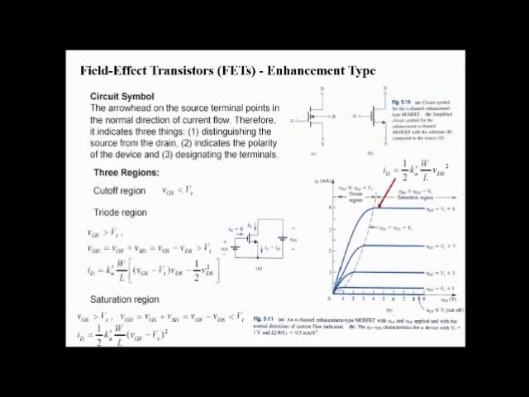The circuit symbol, the arrowhead on the source terminal points in the normal direction of the current flow. Therefore it shows three things: distinguishing the source from the drain, it indicates the polarity of the device, and designates the terminals also. So that is the basic use of this circuit symbol.